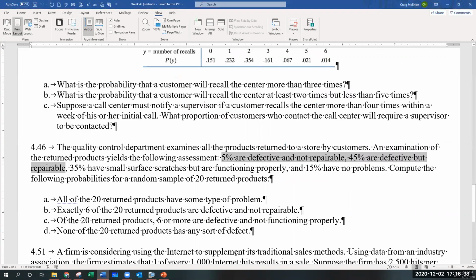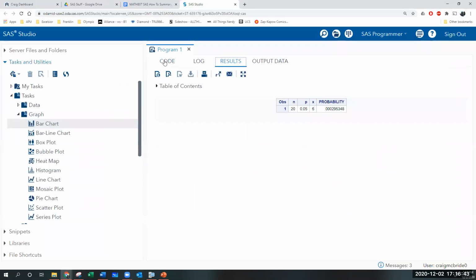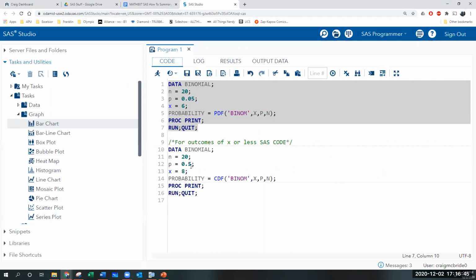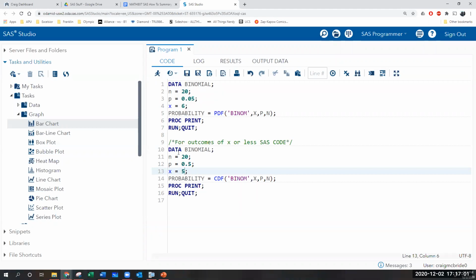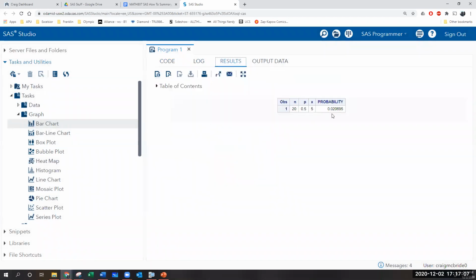So we would go back to our code. We would run the CDF. We have a sample size of 20. Our success is 50% because that's that 45% that are repairable and the 5% that aren't repairable. Put them together, that gives us 50. And we want to set this at 5 because that's going to add up 0 through 5. If we highlight and run this, that gives us this answer of 0.02.